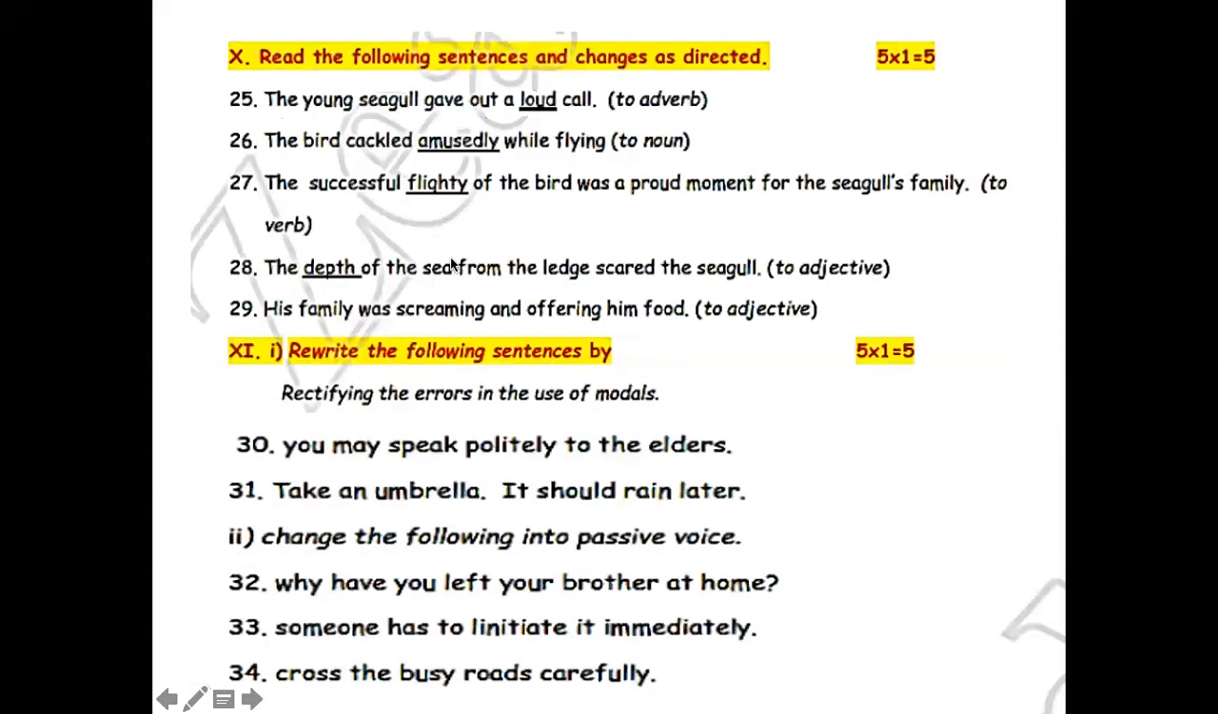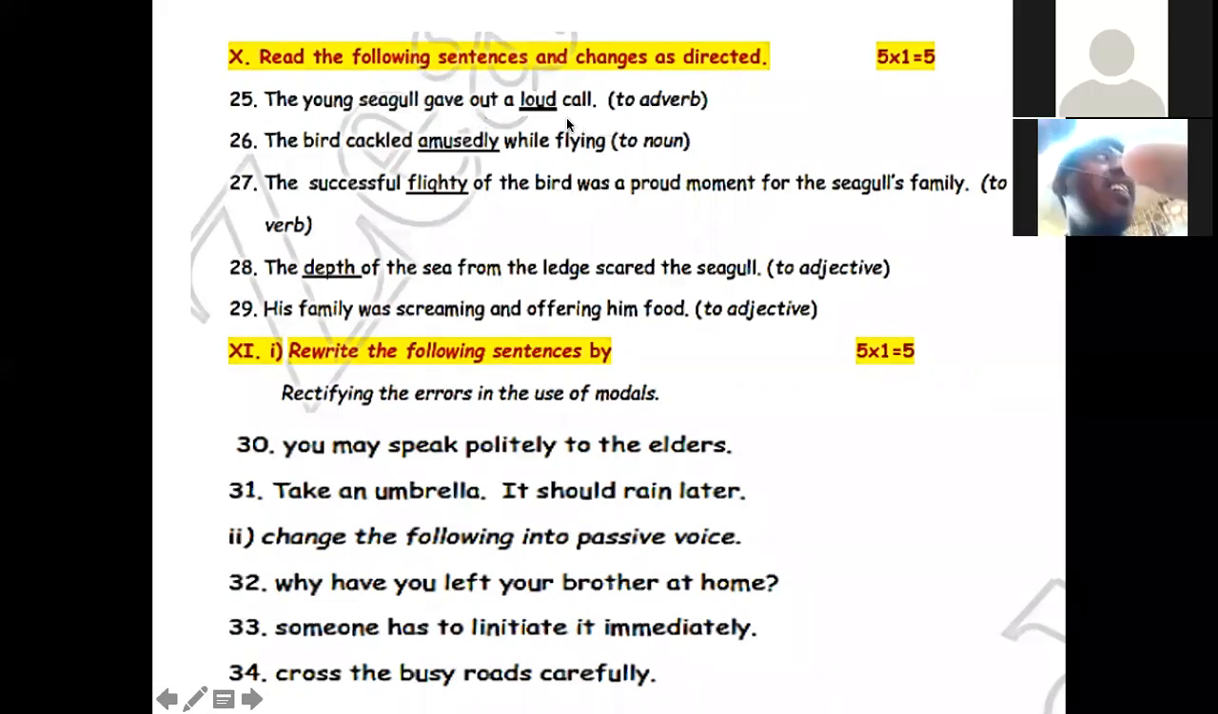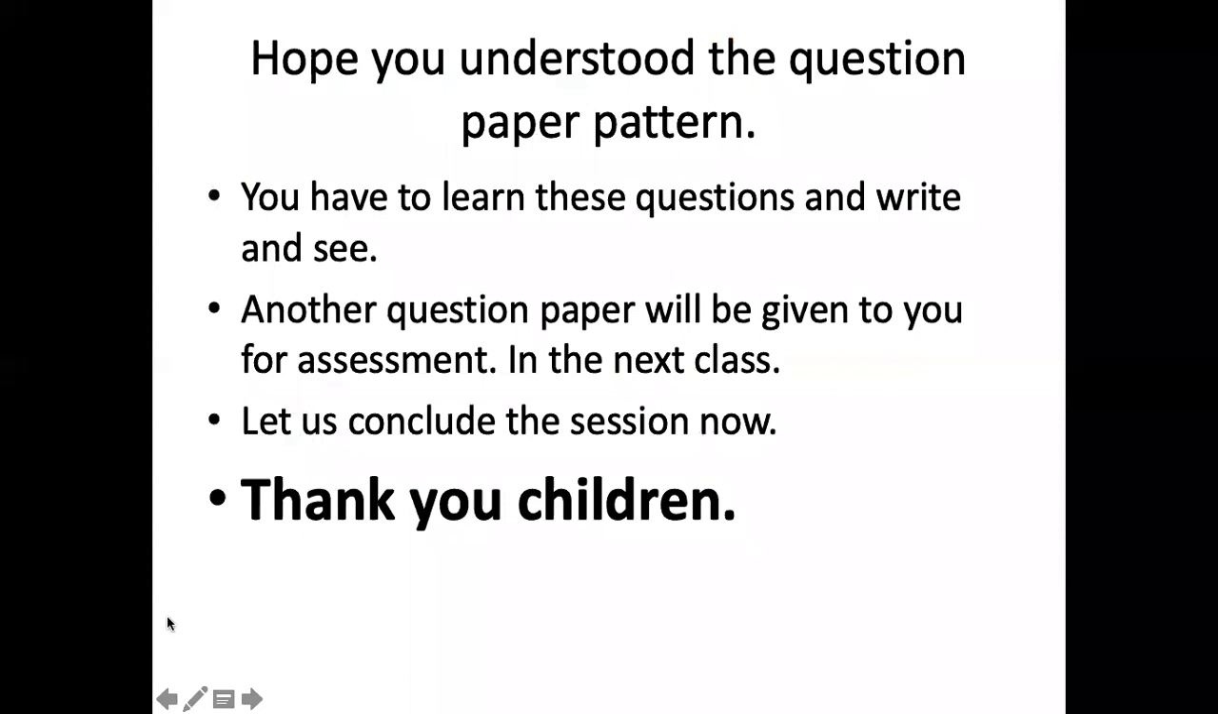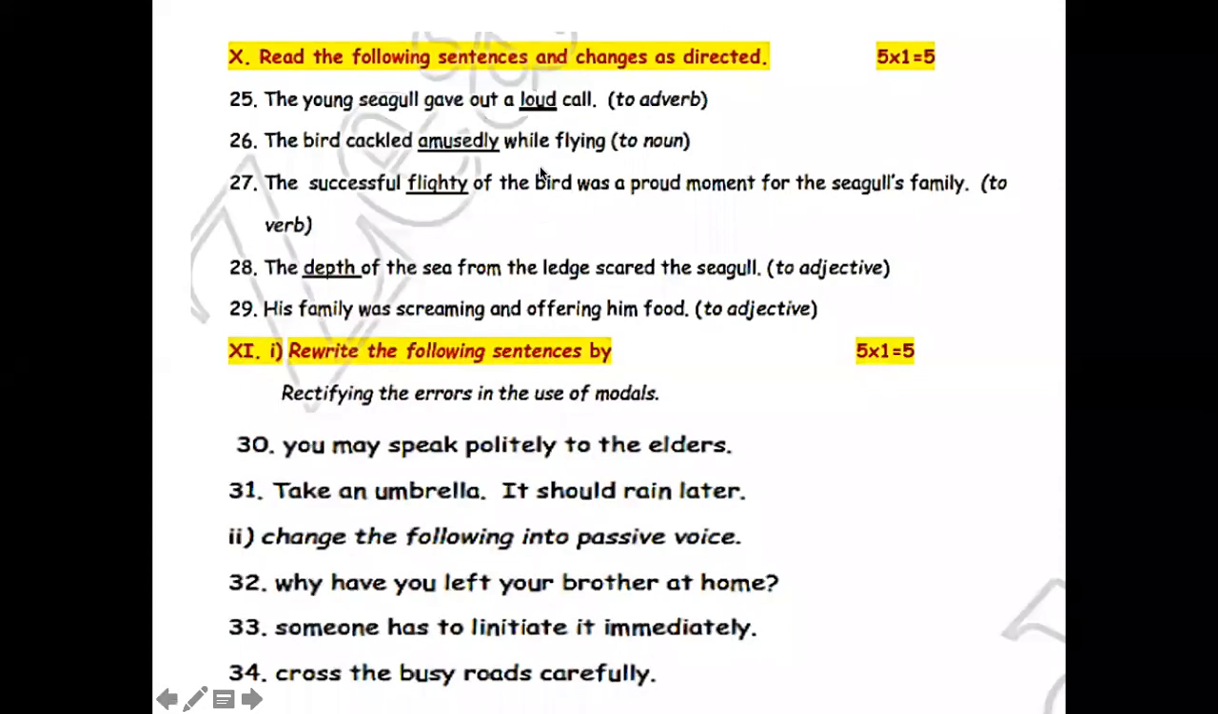Now read the following sentences and change as directed. So this is your vocabulary exercise. The young seagull gave out a loud call. So this loud should be changed to adverb. This is the adjective. You have to change it to the adverb. Then the bird cackled amusedly while flying. This is the adverb, and now we have to change it to the noun. This word should be changed to the noun form.